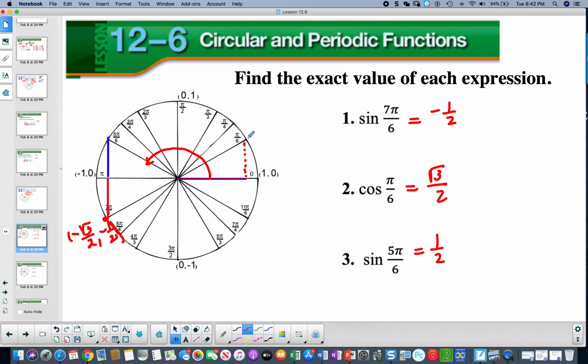At pi 6, right here is pi 6. Pi 6 is like 30 degrees. The long leg is root 3 over 2, and the short leg is 1/2. And when I ask for the cosine, I'm asking for the x coordinate. The sine of 5 pi 6 is located right here, 5 pi 6. The long leg is negative root 3 over 2, and here's the short leg, and that is 1/2. And I'm here asking for the sine, and the sine is the y coordinate, and that is 1/2.